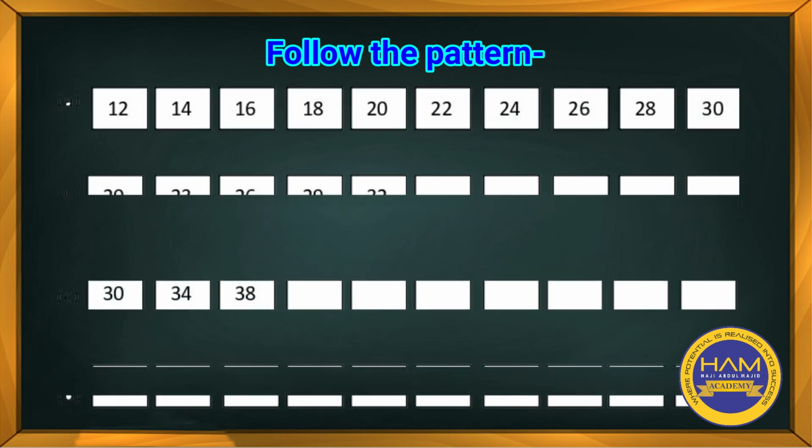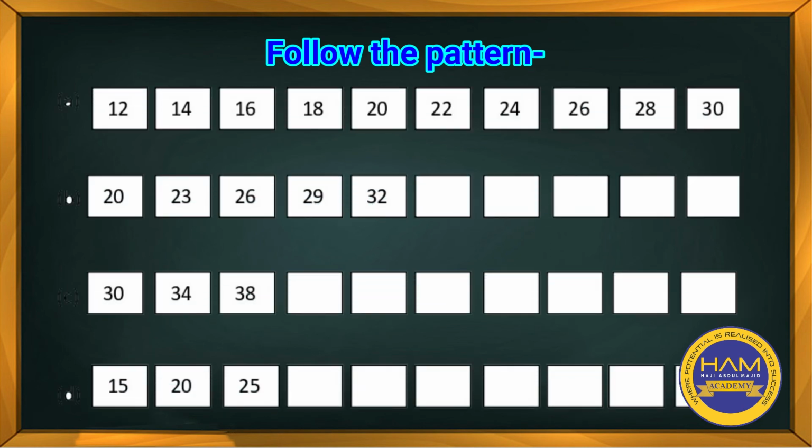12, 14, 16. So you can see there is a difference of 2 in each of these numbers. So we will complete this pattern with the difference of 2. So the next number will be 18, then 20, then 22, 24, 26, 28 and 30.